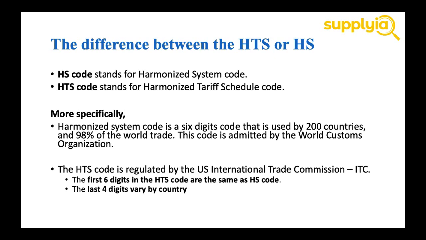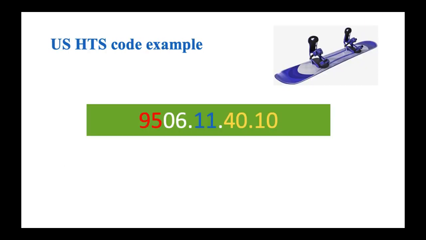Since we are one of the 200 countries that participated in the harmonized system, the first 6 digits in the HTS code are the same as the HS code. However, the last 4 digits vary by country. And this is why your 10-digit HTS code could be different from the 10 digits that your Chinese suppliers give to you. To help you understand this more, here is a detailed example.